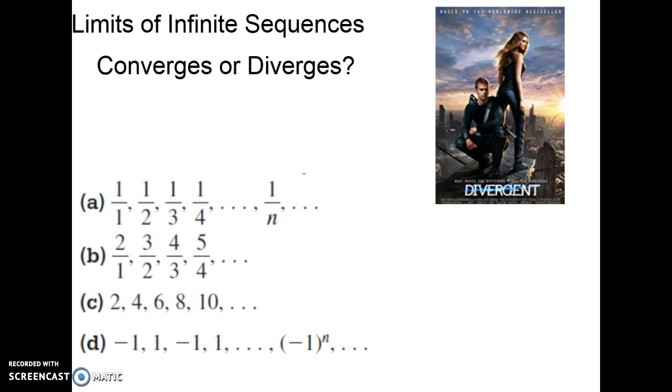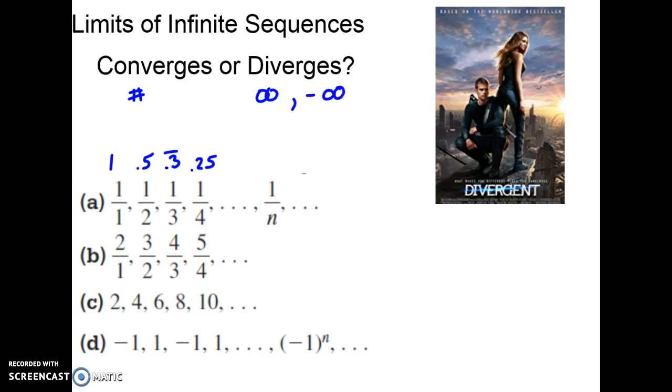This slide, what we want to be talking about is if we have an infinite sequence, whether it converges or diverges. So you can take a look at these different sequences and you can see how sometimes it's easier to see it in decimal form. 1 divided by 1, well, that would just be 1, and then 1/2, this would be 0.5. 1/3, that would be 0.3 repeating, and 0.25. And so we have two options. We can either converge, it's going to converge to a number, or it's going to diverge to infinity or negative infinity.